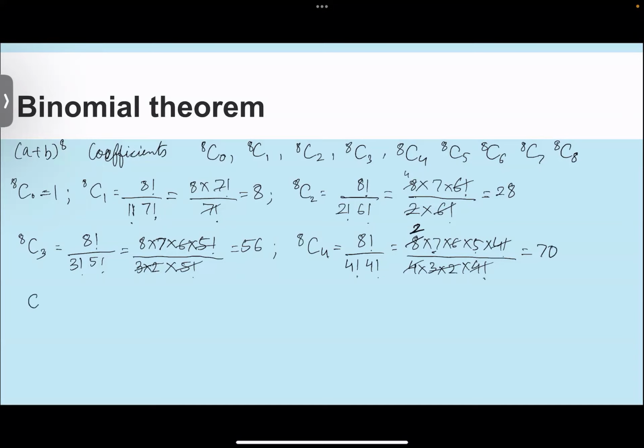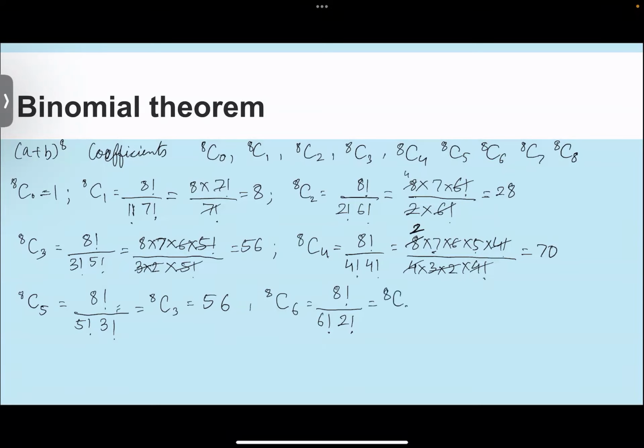Now the next one is 8C5. So that would be 8 factorial upon 5 factorial and 8 minus 5 is 3 factorial. You can see that the value that we would get would be equal to what you get as 8C3. So that is 56. And the next one is 8C6. You write it in the factorial form: 8 factorial upon 6 factorial, and 8 minus 6 would be 2 factorial. This again becomes similar to the value that we had already got for 8C2.